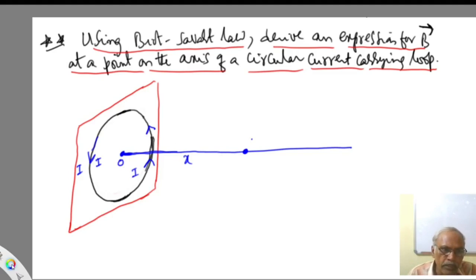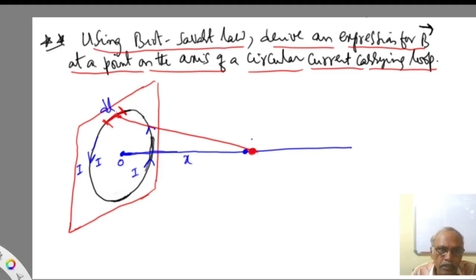Now, this loop we divide into small segments, dl, dl, dl. So we take one dl on the top. This is our dl. And from this dl, join to this point on the axis. Followed? Yes, sir.